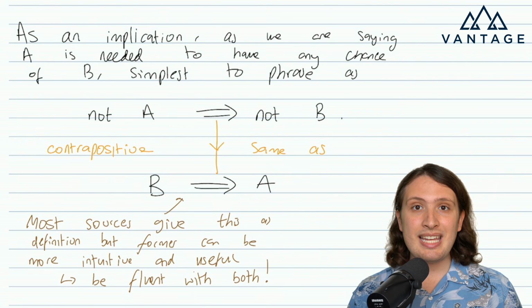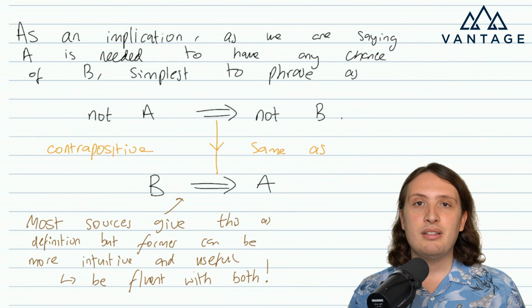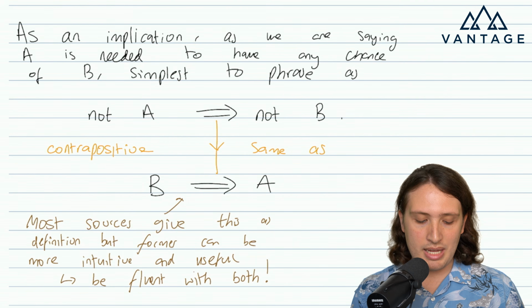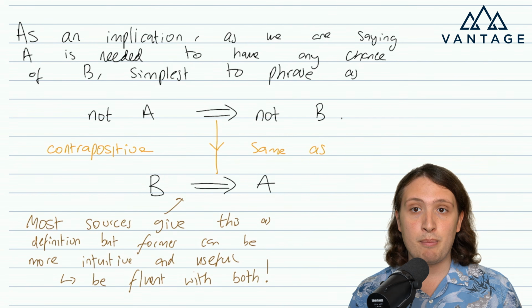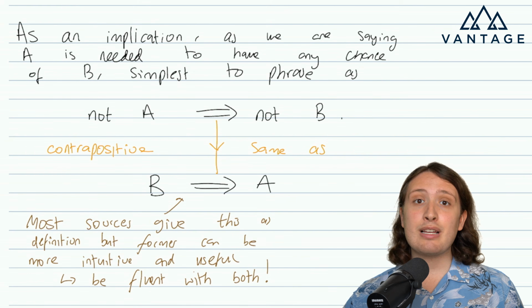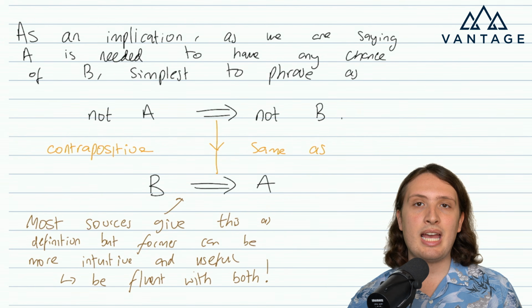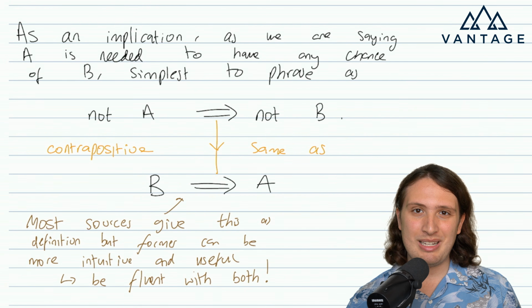Now you'll often see in textbooks and notes that they will phrase "A necessary for B" as "B implies A." So they'll have the implication coming from B and running to A. Now, this is completely equivalent to the form I gave, "not A implies not B." In fact, it's just the contrapositive of it.